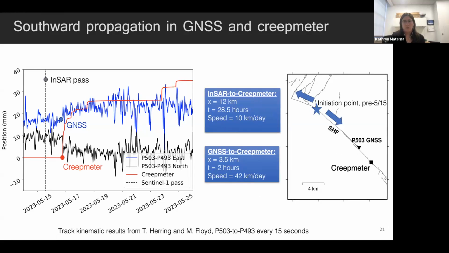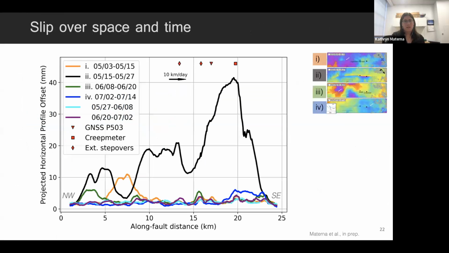So this is interesting as well. It kind of suggests that this process is not propagating at the same speed everywhere. It's bursty in time, but it may also be bursty in space. Here's another way of visualizing all of the creep that took place on the fault.